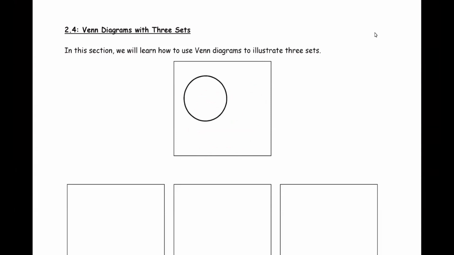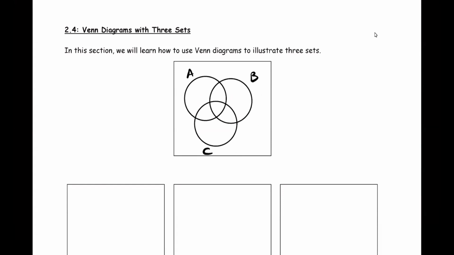1 set, 2 set, 3 set. We'll just call them A, B, and C. All right, so let's see how many regions there are.